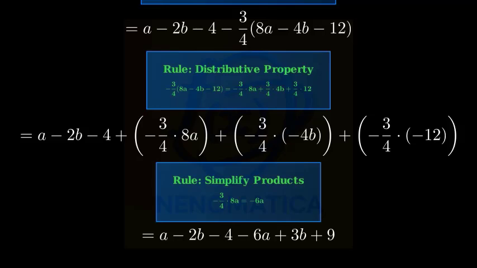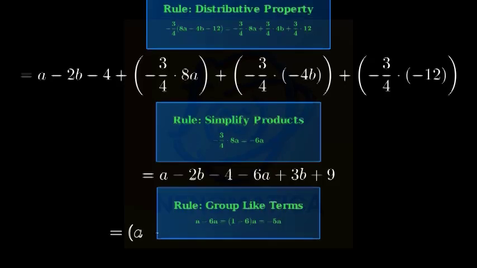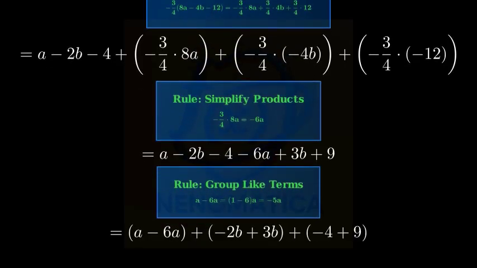Now, let's rearrange and combine like terms. Let's group the a terms, a and negative 6a. Let's group the b terms, negative 2b and 3b. And let's group the constant terms, negative 4 and 9. Finally, we combine the like terms.